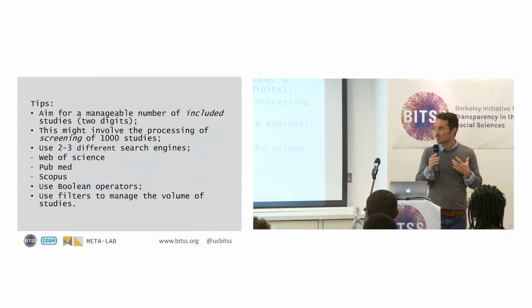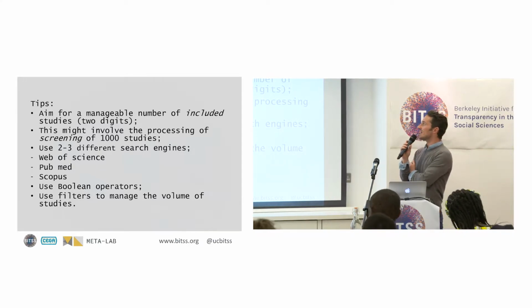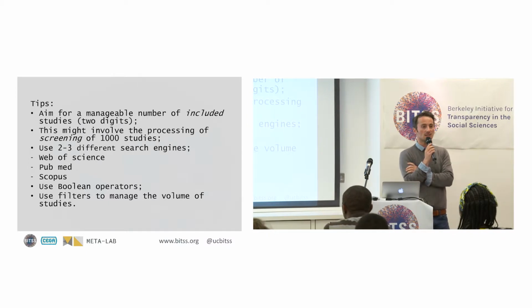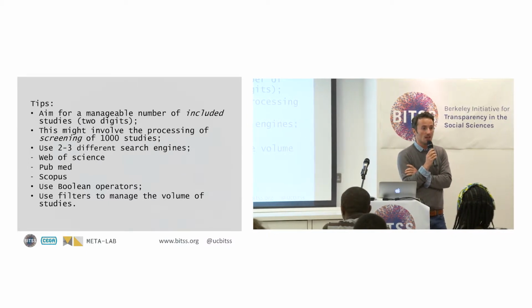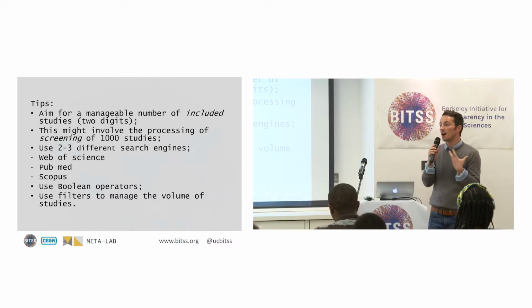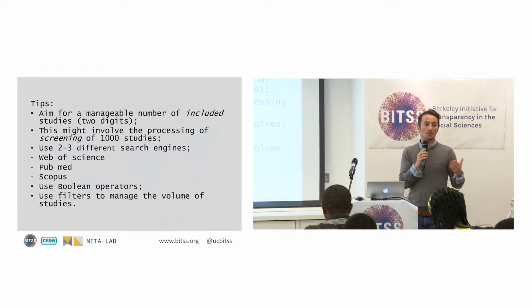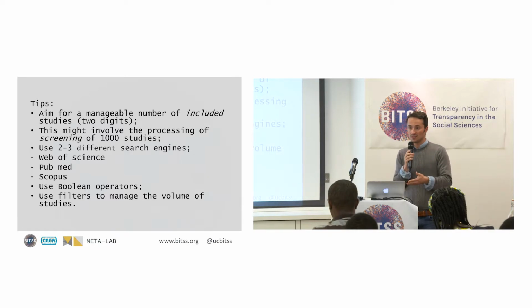I'm giving you a few tips based on my experience. First, aim for a manageable number of included studies. An included study is a study that is in your bibliography. In the disciplines that I know, bibliographies usually have between 50 and 100 references.